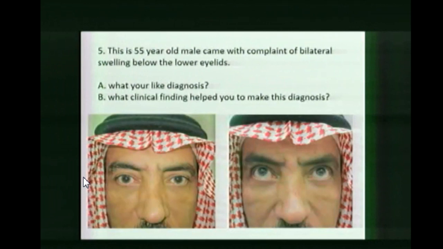This is a 55-year-old male, who came with the complaint of bilateral swelling below the lower eyelids. What's your likely diagnosis, and what clinical finding helps you to make this diagnosis? So this is the way he looks when he looks straight and when he looks up.